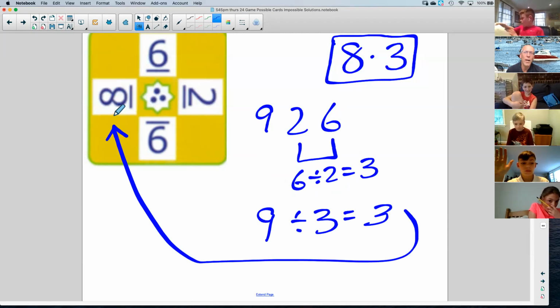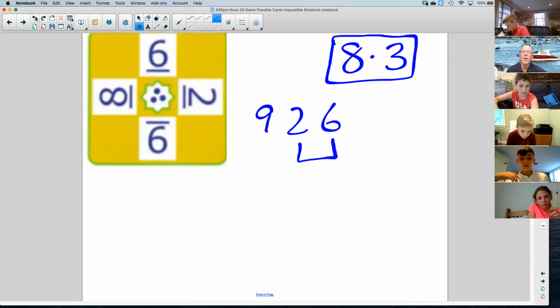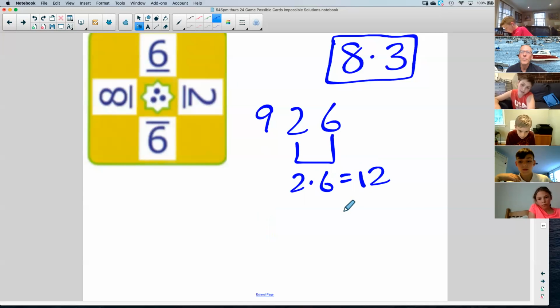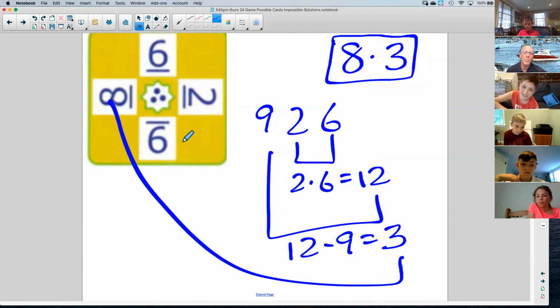Oh. Brody, what do you have? 2 times 6 minus 9. Wait a minute. Stop the presses. What about 8? 2 times 6 is 12. Keep going. Minus 9. Wow. And then 3 times 8.